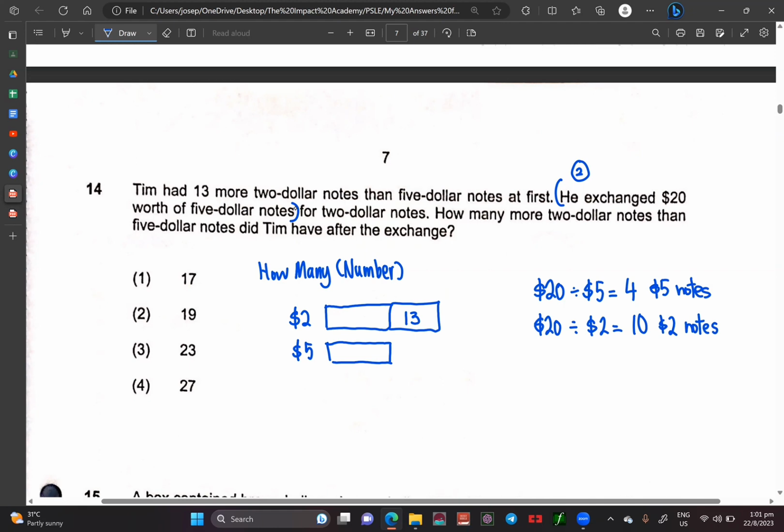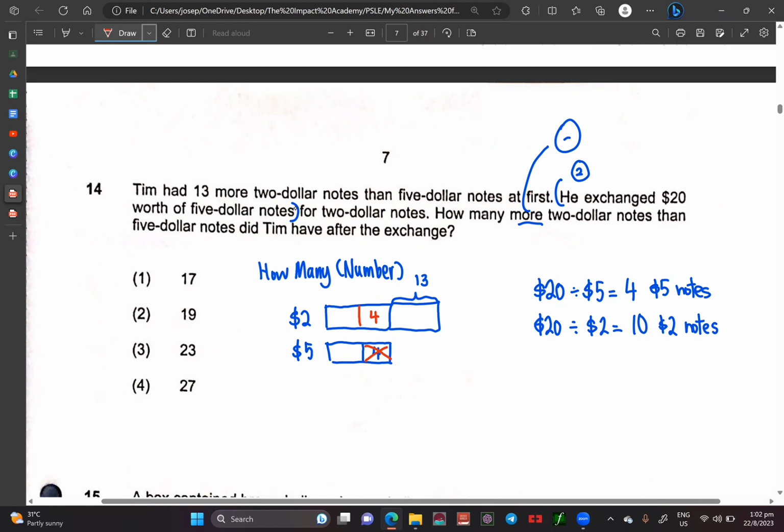Now the question says how many more, so they're asking for the difference, and that's the reason why I put a minus sign over there. More $2 notes than $5 notes did Tim have after the exchange? Okay, so we are going to show it in the model. Remember just now I said that there are 13 over here. So what I'm going to do is remove 4 away from $5. I'm just going to remove 4 away from here. What I want to do is cancel out, and then mirror image up, and I'll say that this is 4.